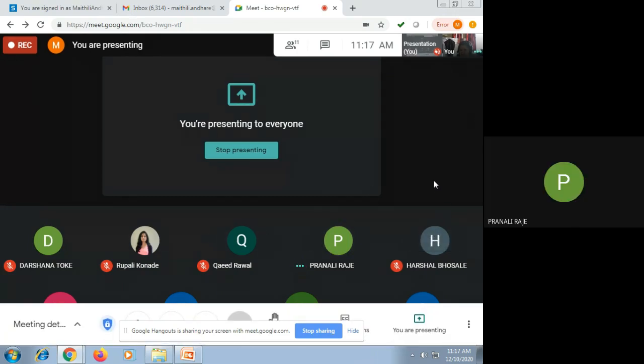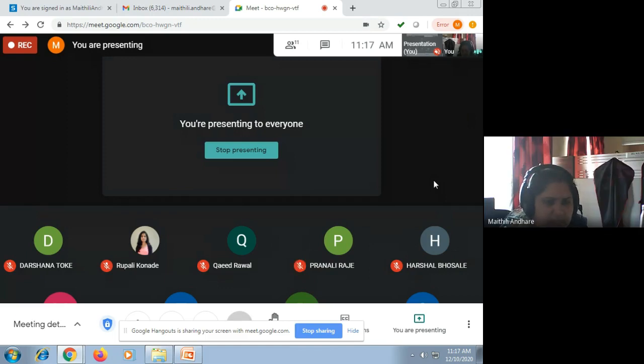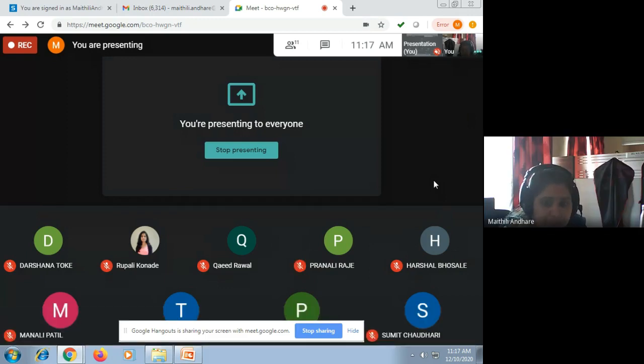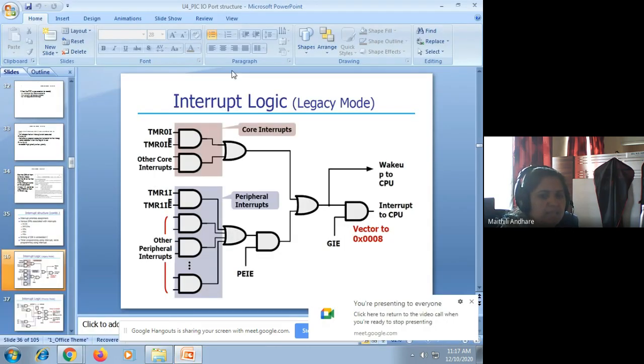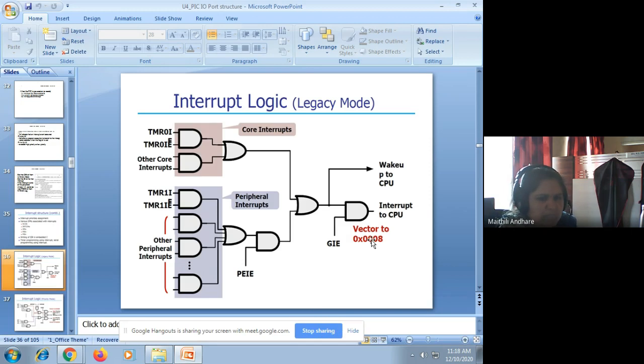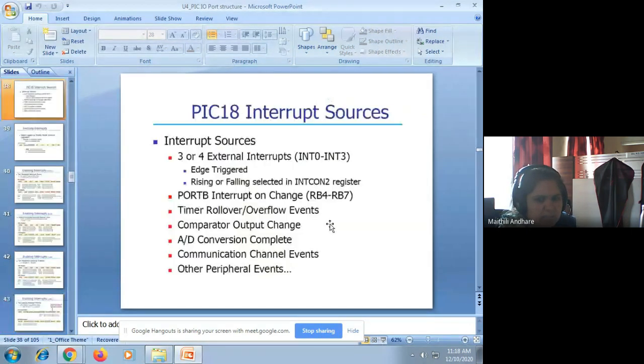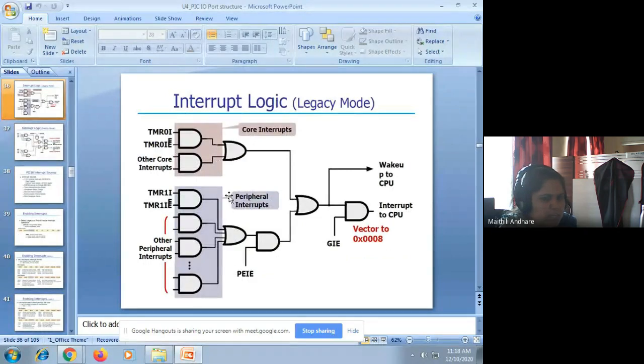Yes, ma'am. So each interrupt is associated with an individual enable bit. For the peripheral interrupt, a separate enable bit is available, and so as to make all the interrupts enabled, the GIE bit, the global interrupt enable bit, is available. So you can see by the help of this flow of the diagram, unless and until the GIE bit is 1, your AND gate output will be 0 and no interrupt will be serviced. So that is the basic meaning of this. So this is a very important diagram.